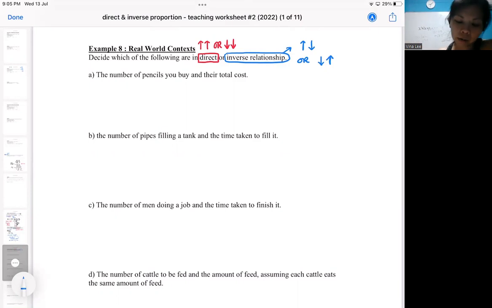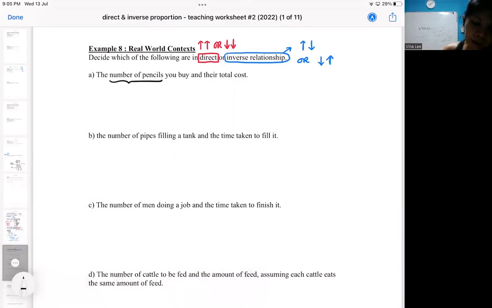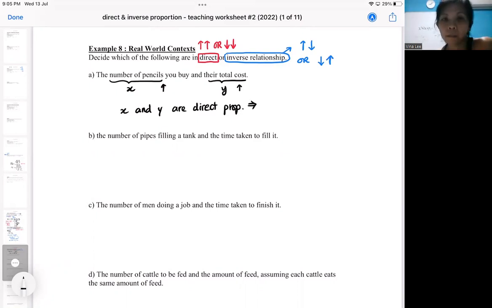Let's explore a little bit. In this case, part A, the number of pencils. I can let the number of pencils be X and the cost be Y. You can think about it this way: you buy more pencils, you pay more. So X and Y are direct proportion. Once you decide already, you can say it out in words, and then you can do your equation.